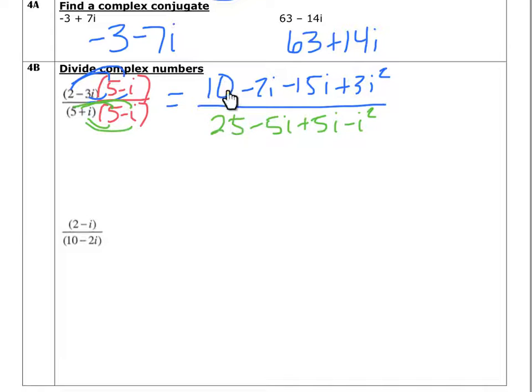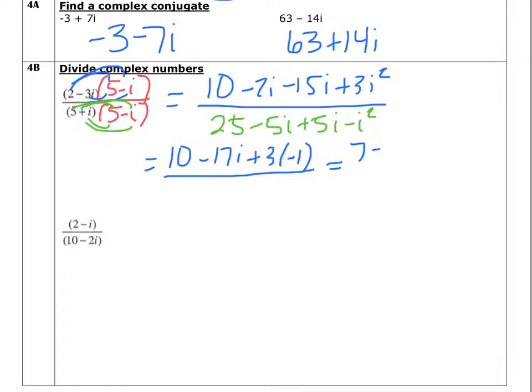Let's simplify this top half first. I'm going to combine these two like terms to make negative 17i. So we're going to have 10 minus 17i, and then it's plus 3 times i squared. Change the i squared to negative 1. This is 3 times negative 1, or negative 3. 10 plus negative 3 is 7. So this becomes 7 minus 17i.